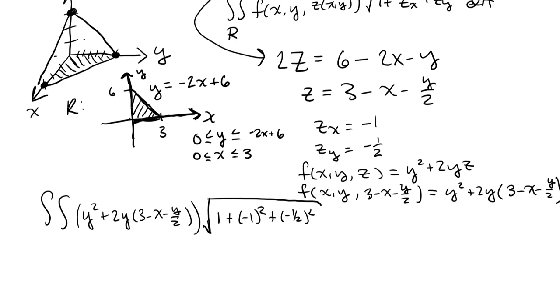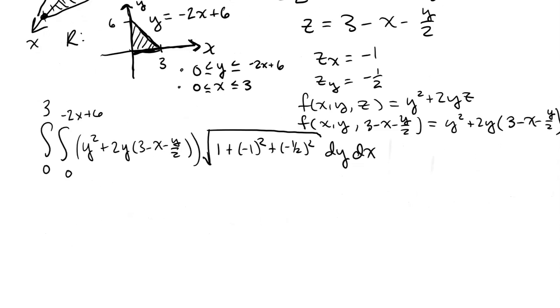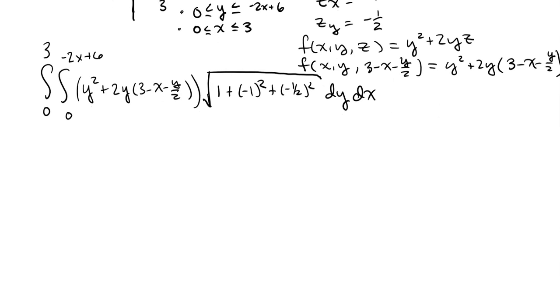And then we can look at our bounds we decided on. We did dy first. Y went from 0 to -2x plus 6. And then dx, x went from 0 to 3, which was our region R. So now at this point, we just need to work on simplifying this double integral. So we're going to get the integral from 0 to 3, 0 to -2x plus 6.